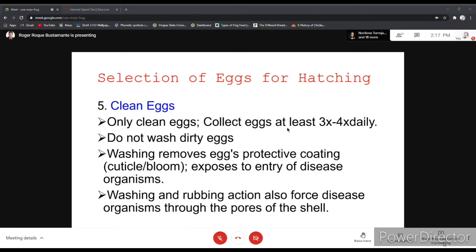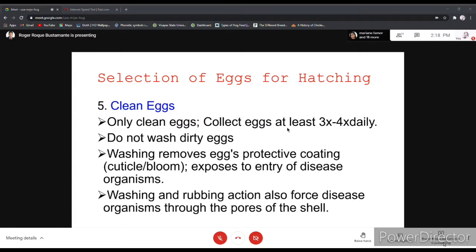Clean eggs. Only clean eggs should be placed in the incubator, and the activity of collecting eggs should be done at least 3 to 4 times daily. Especially if you have many chickens laying eggs, you can perform this 3 to 4 times daily. And this is not just for hatching eggs activity. This is also applied in layer farms. Collection of eggs should be at least 3 to 4 times daily to avoid dirty eggs.